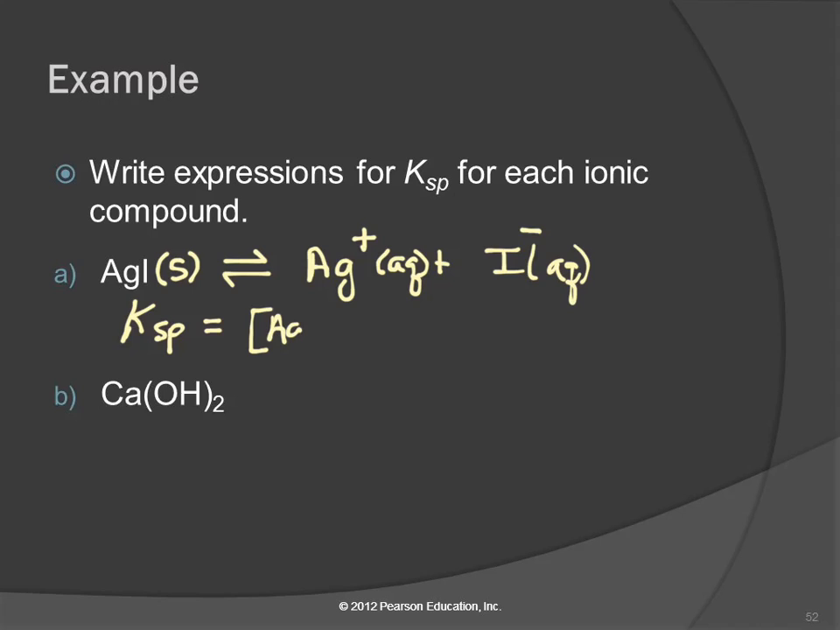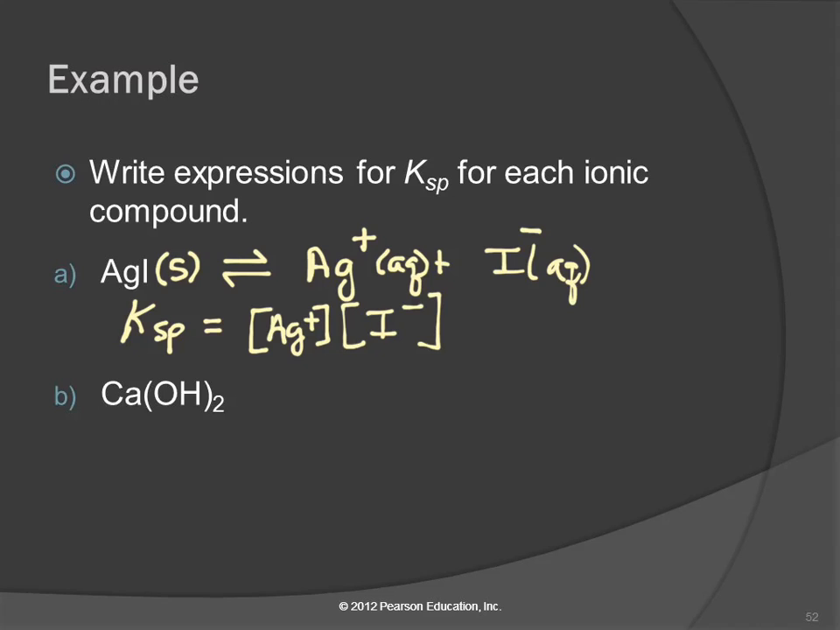It'll be the concentration of the products raised to a power that's equal to their coefficients. Do they have any coefficients? No. The coefficients would be 1, and so the power would be 1, and so we can leave those off. We do not divide by the concentration of the reactant because it's a solid. And you can't really talk about the concentration of a solid, and it's not going to change, and so we leave those out. So there's the expression for KSP for AgI.